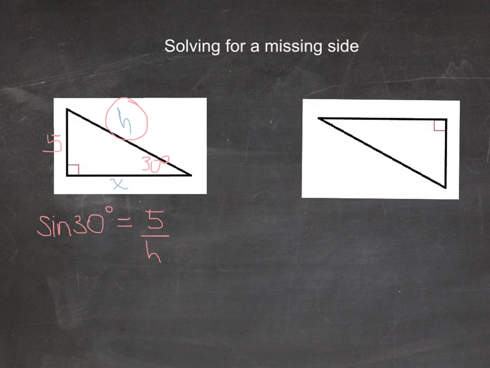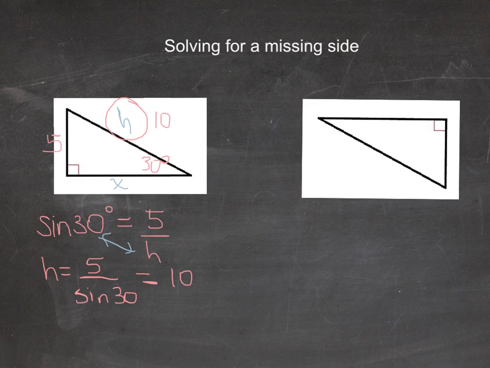And then when you're trying to solve for a denominator of a fraction, what you can do is multiply both sides by h and then divide both sides by sine 30, or you can use a quick trick of just switching their places here. So we get h is equal to 5 divided by sine of 30. When you plug that into your calculator, 5 divided by sine 30 gives you a nice even 10. So I have here that the hypotenuse is 10.